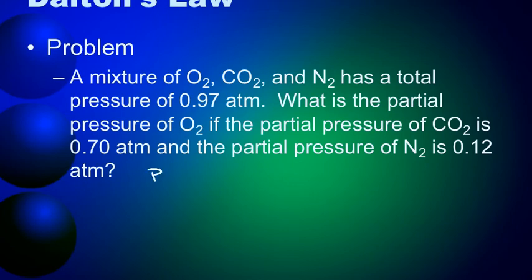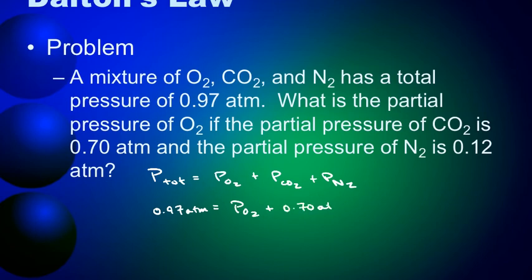So setting up our equation, we have three gases here, so our total pressure is going to be the sum of the pressure of oxygen plus the pressure of CO2 plus the pressure of N2. It tells us that the total pressure is 0.97 atmospheres. And that's equal to the partial pressure of oxygen, which is what we're solving for, plus the partial pressure of CO2, 0.70 atmospheres, plus, for nitrogen, 0.12 atmospheres.